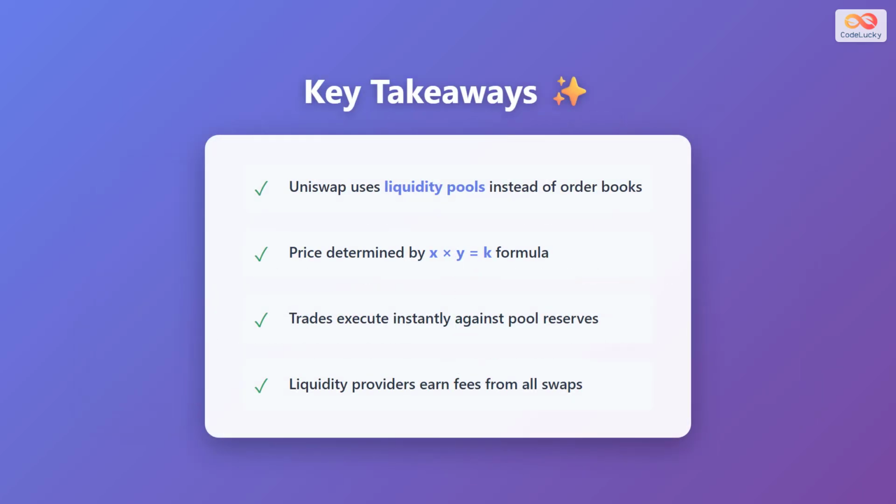Let's recap the key points. Uniswap uses liquidity pools instead of traditional order books, making trading more accessible and efficient. Prices are determined by the constant product formula, x times y equals k, which maintains balance in the system. Trades execute instantly against pool reserves without needing a matching buyer or seller. Finally, liquidity providers earn fees from all swaps, incentivizing them to supply liquidity to the pools. This automated market maker model has revolutionized decentralized finance and opened up new possibilities for permissionless trading.